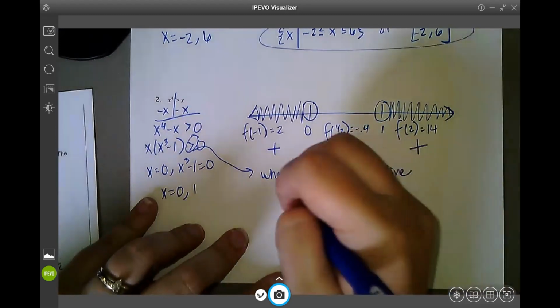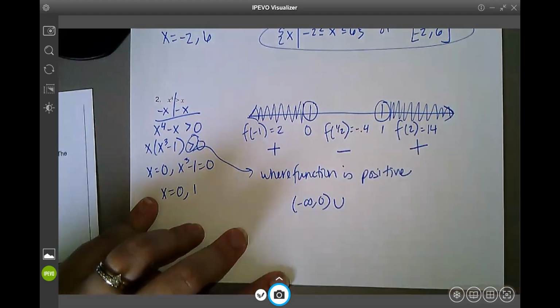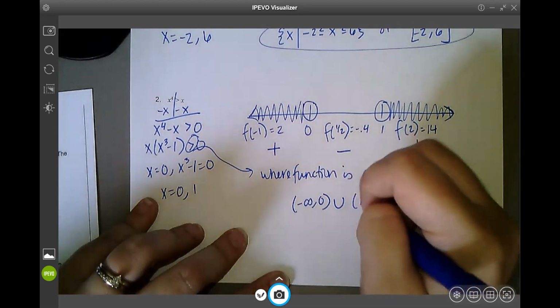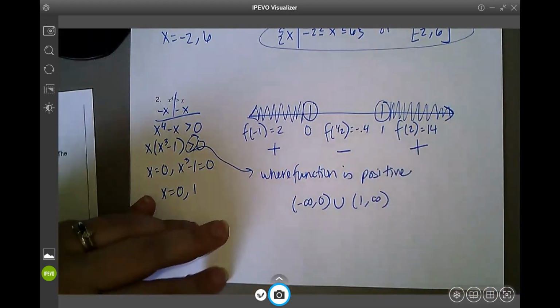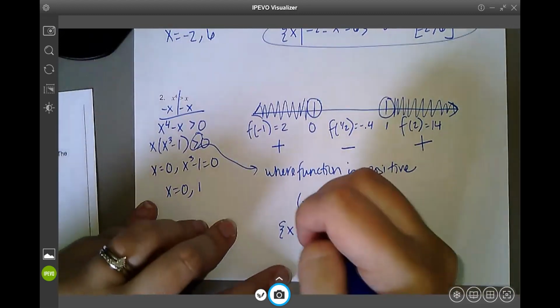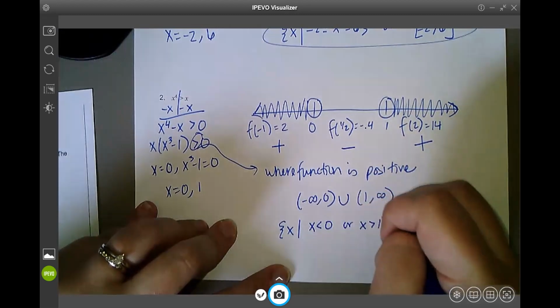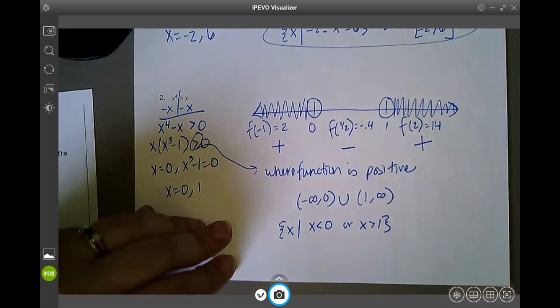In interval notation, that's from negative infinity to 0, union or and 1 to infinity. In set notation, it's x such that x is less than 0 or x is greater than 1. Either way you want to write it, it's fine with me. You can just pick one.